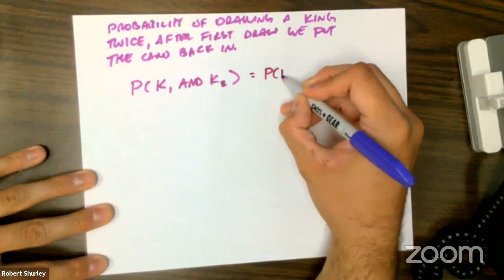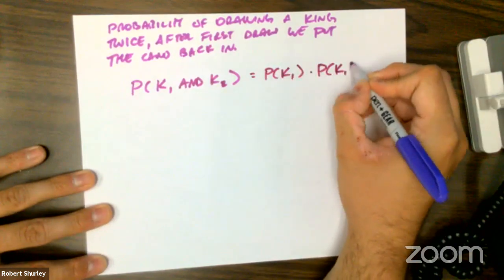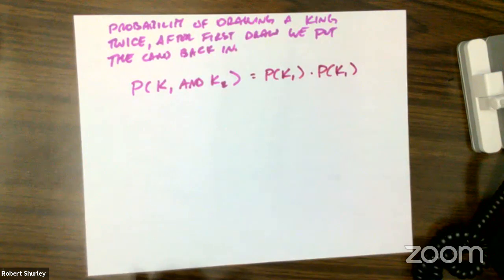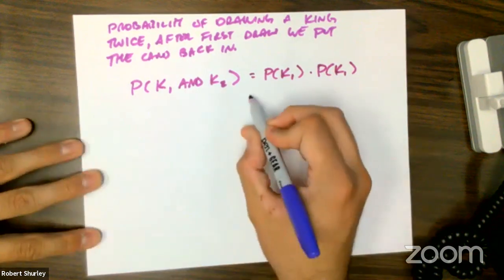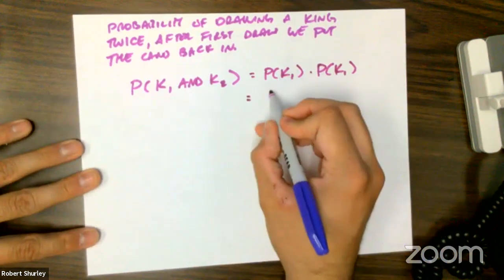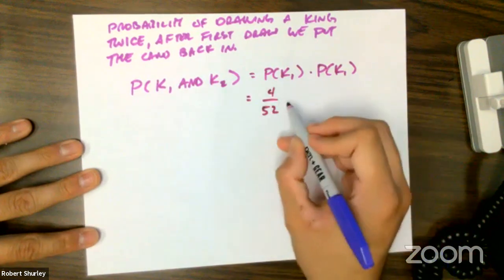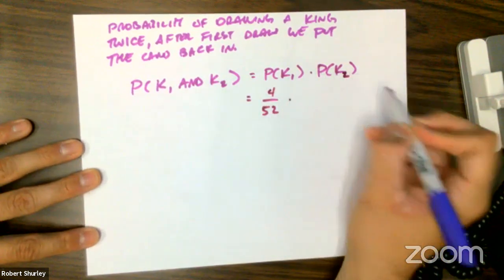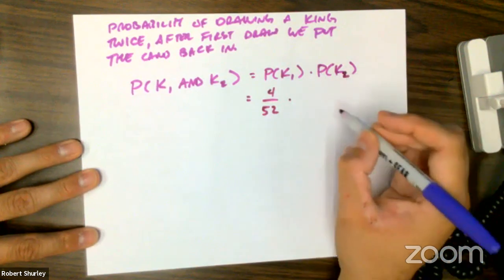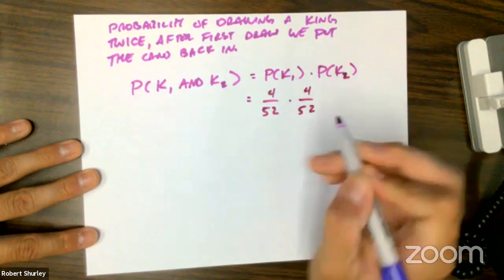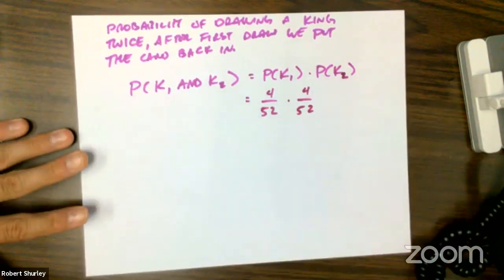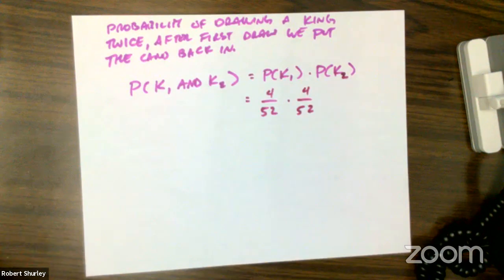So this would be the probability of a king on the first draw times the probability of a king on the second draw. Well, we know the probability of a king is 4/52, right? Times the probability of getting a king on the second draw, which is the exact same because we still have 52 cards, right? We put it back in. And I'm going to multiply these together. So you get 4 out of 52 times 4 out of 52.